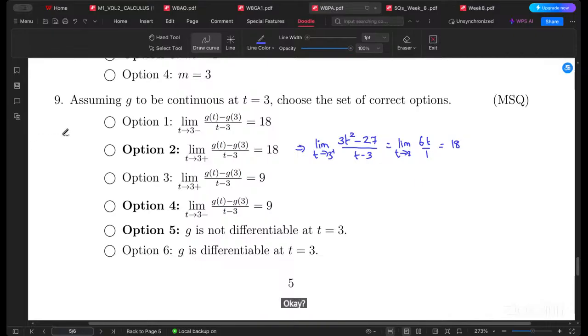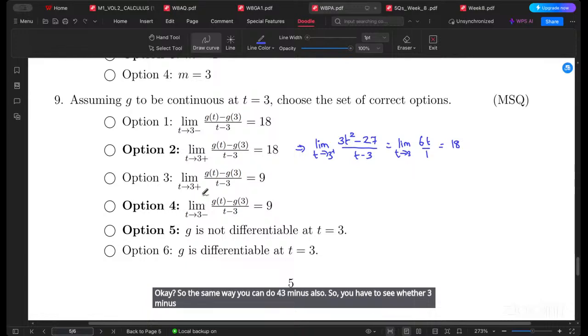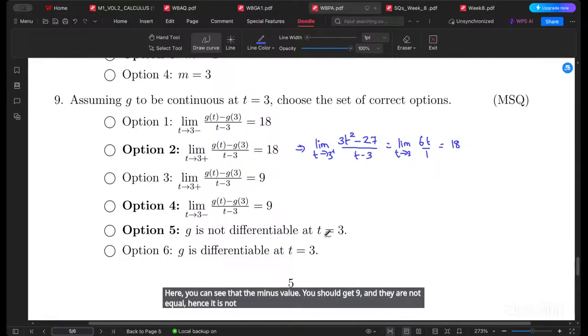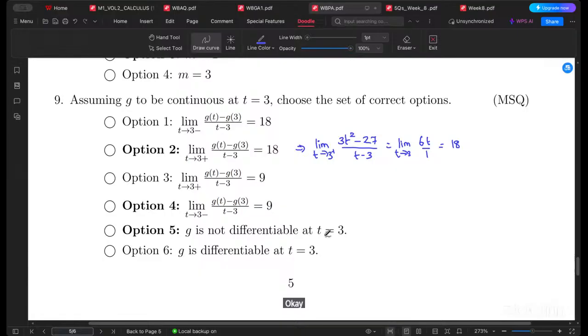Okay. So the same way you can do it for 3 minus also. You have to see whether 3 minus and 3 plus are the same. If they are the same, then you know that it is differentiable. If they are different, they are not differentiable. Here you can see that for the minus value you should get 9 and they are not equal. Hence it is not differentiable at t equal to 3. Is that fine? Okay.